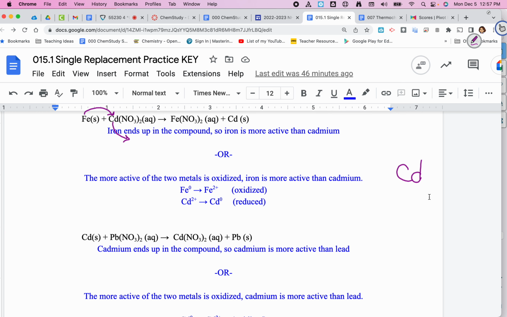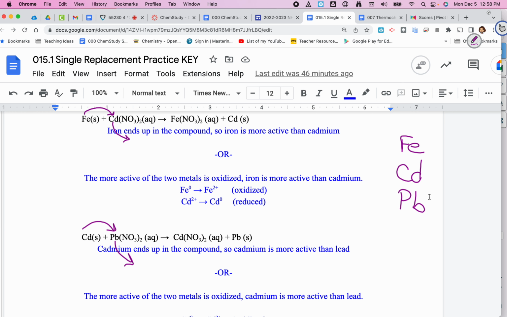So there's cadmium. If the iron can take cadmium's nitrate, iron is more active than the cadmium. In the next one, cadmium is able to push lead out, which tells you that cadmium is a bigger stud than lead. So we know lead goes below the cadmium. And in our activity series, the one I gave you, there's nothing between iron and lead. So we know that cadmium has to slot in between the iron and the lead.